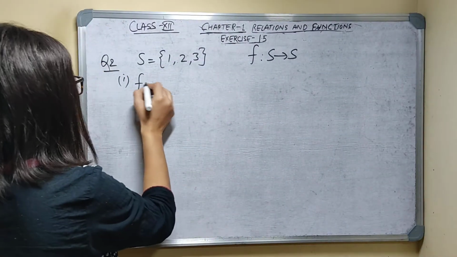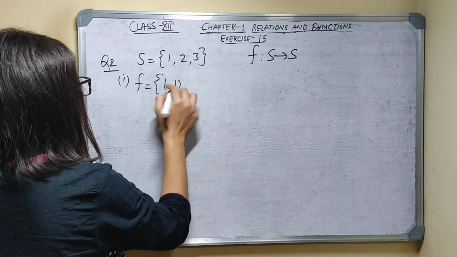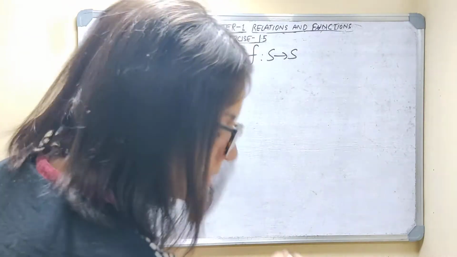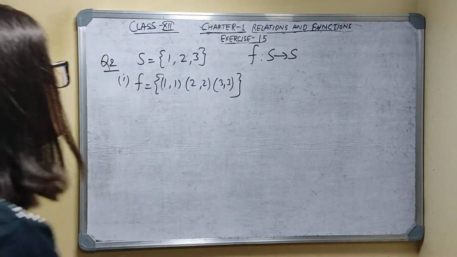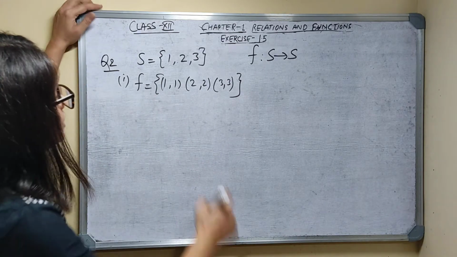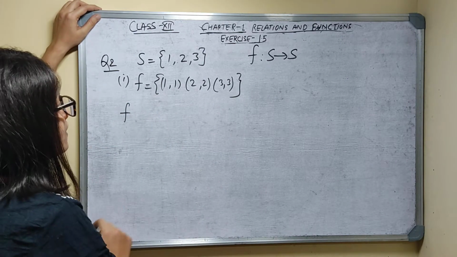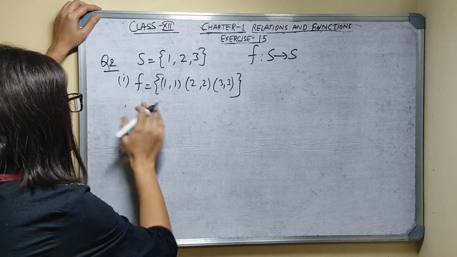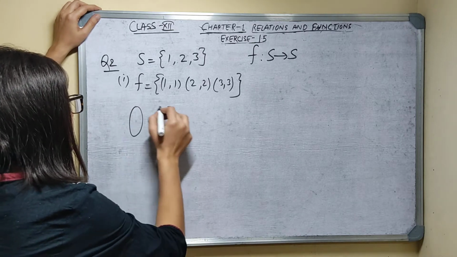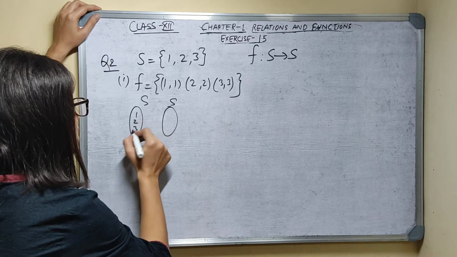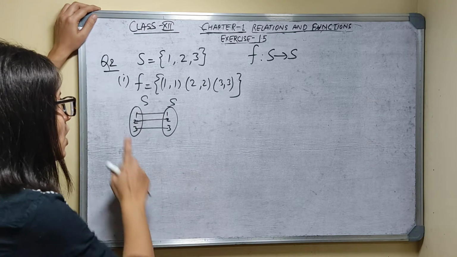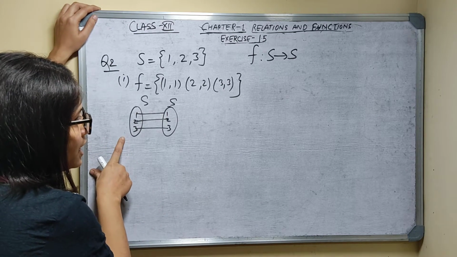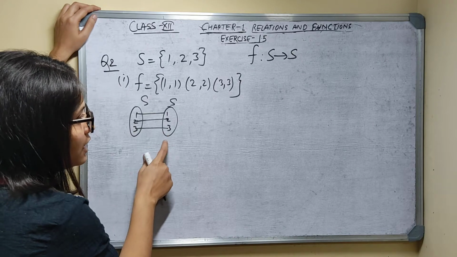F is equal to (1, 1), (2, 2), (3, 3). F is from S to S. So here for function f, if I write like this, this is S to S. So 1, 2, 3 and 1, 2, 3. 1 is related to 1, 2 is related to 2, 3 is related to 3. All distinct elements from the domain have distinct images in this codomain.